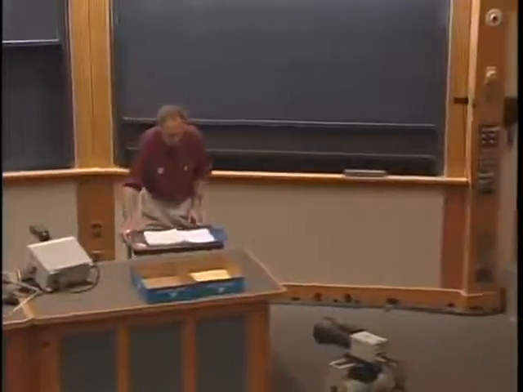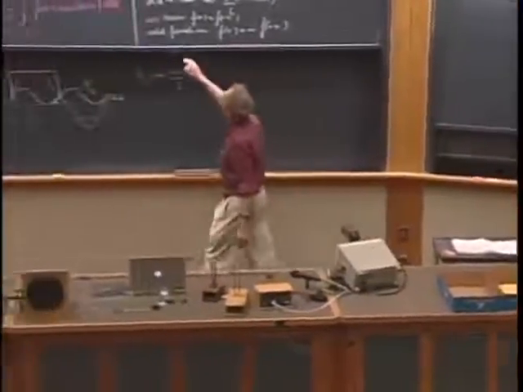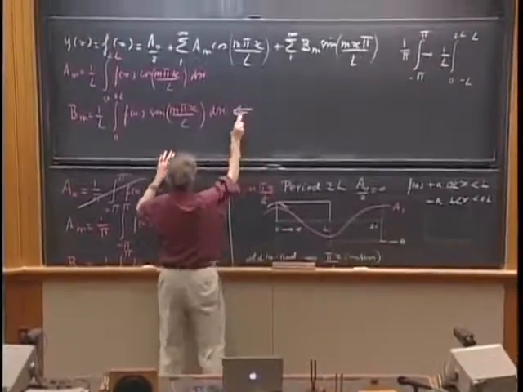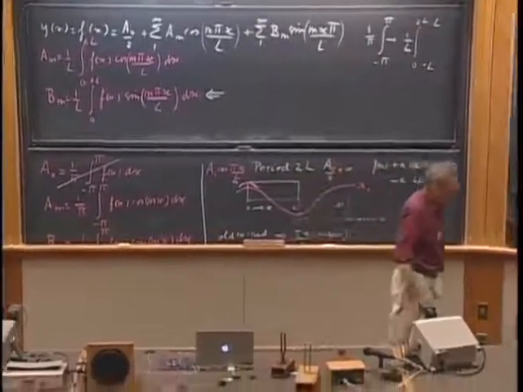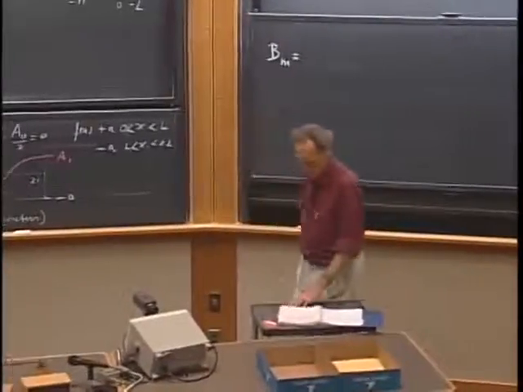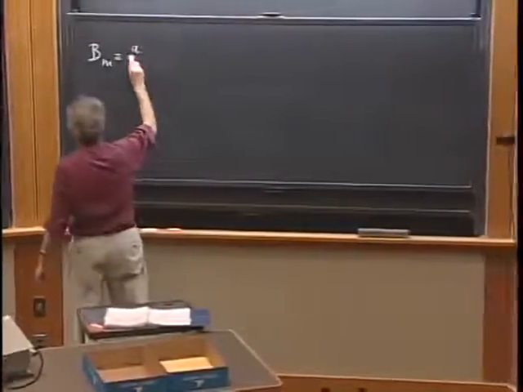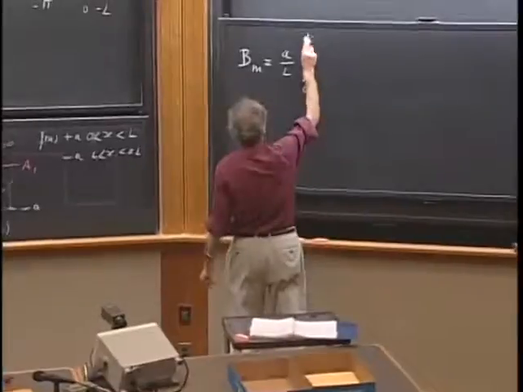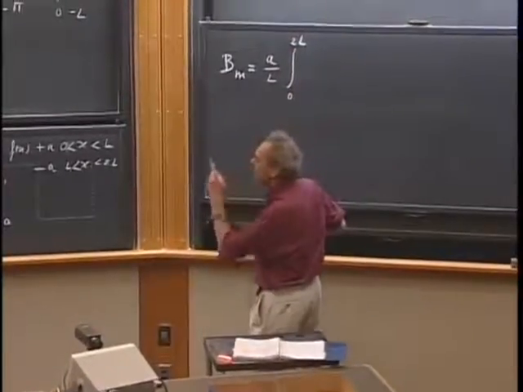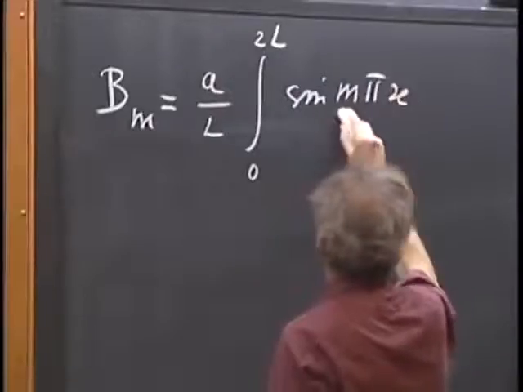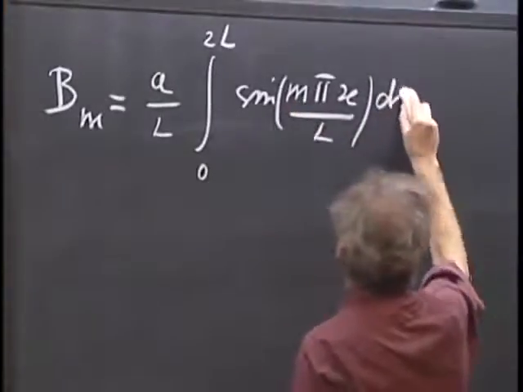So we now execute our recipe. And here it is. Adjust it to our x. And so we're going to get that B of M. Now the function is defined between 0 and L is plus A. So I can bring the A outside and put it here. And then I get the integral from 0 to 2L. And then I get the sine of M pi x divided by L dx.